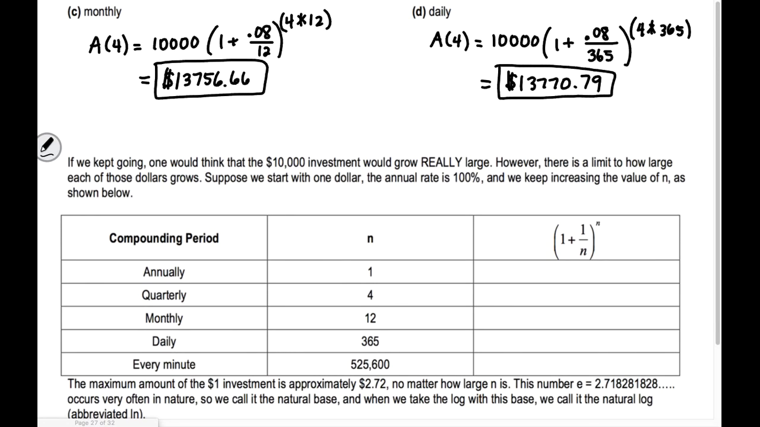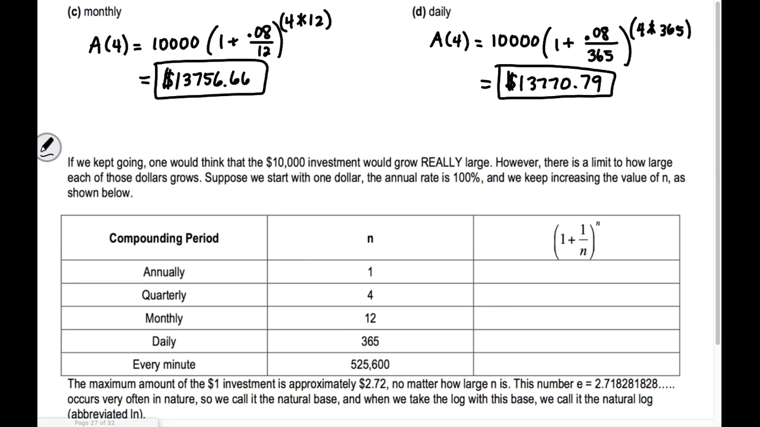Okay, so it says if we kept going, one would think that your $10,000 investment would grow really, really large, because it's like, well, what if we compound every single second or every single nanosecond? Or you would think it'd be huge, right? But it's kind of following that same thing where we're dividing by the rate as well. So there's kind of a limit to how big it's getting. It's limited by that. So it says, suppose we start with $1.